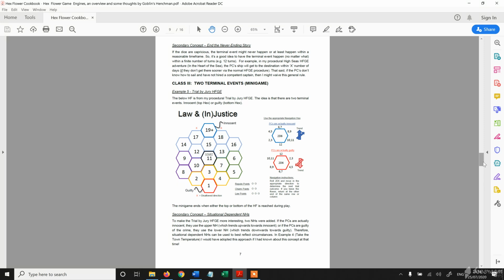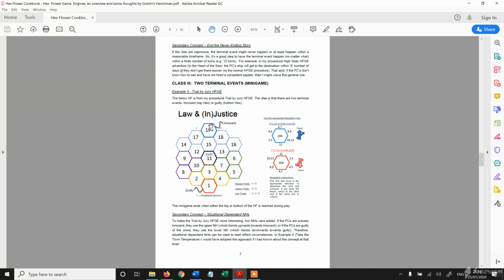One was the endless game, one was the terminal event, and this is now class 3, which covers 2 terminal events. This is a screenshot of a part of a hex flower I made called Law and Injustice. What it really covers is a procedural trial by jury. You can imagine if your PCs are apprehended for a crime, you could play this little mini game that gives you a different way of doing it. It's kind of meant to be fun.